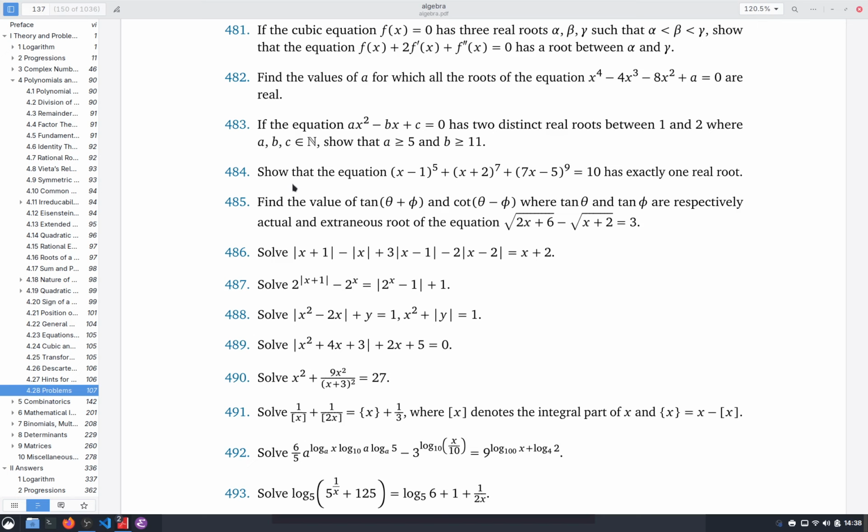So we come to question 484. Show that the equation x minus 1 to the power 5 plus x plus 2 to the power 7 plus 7x minus 5 to the power 9 is equal to 10 has exactly one real root.